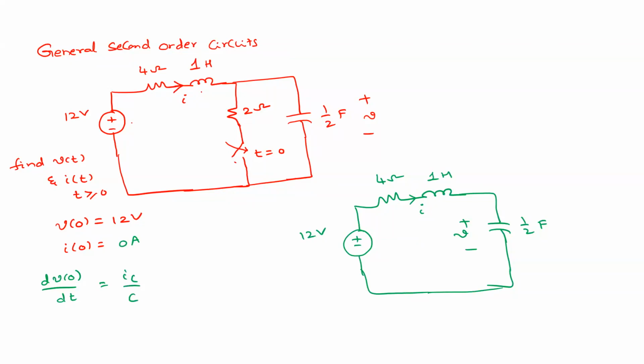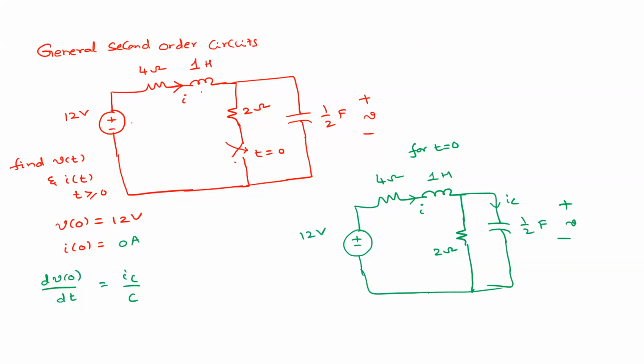Yes, the 2 ohm resistor is also there. Is this the circuit for t less than 0? Yeah, t less than 0. No, wait. This 2 ohm resistor is there. Sorry. This will be the circuit for t equal to 0, right? Okay. So this is 2 ohm. Now tell me, what is the current through the inductor? This is the capacitor current IC, right? So how do we calculate IC?